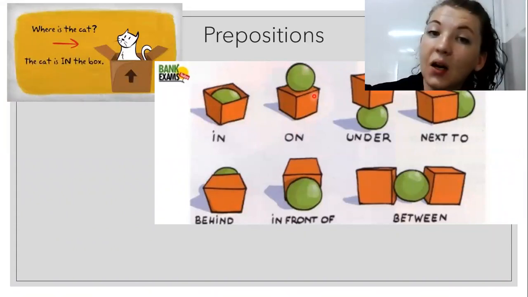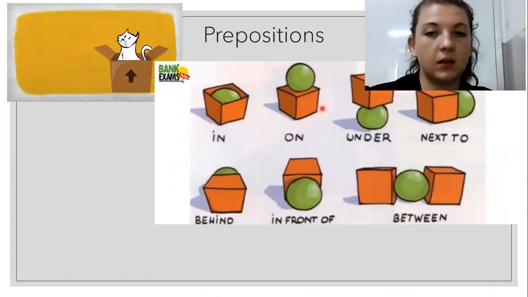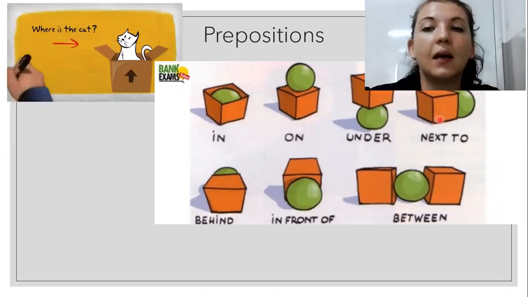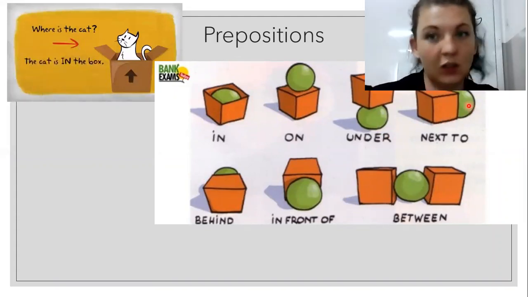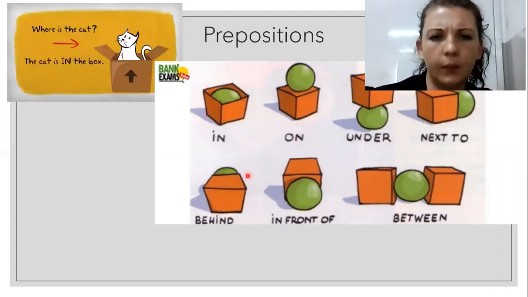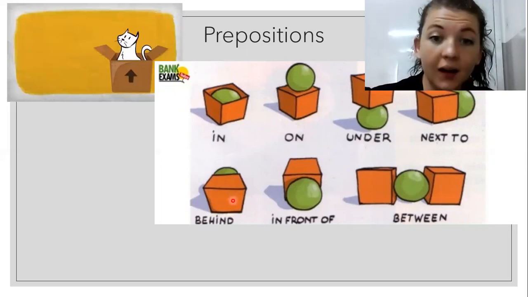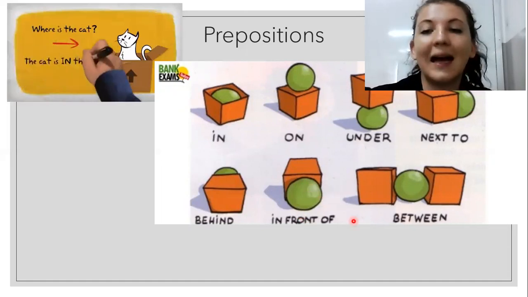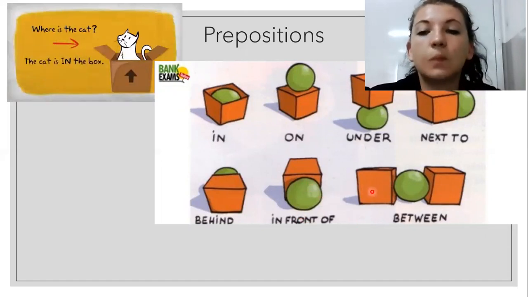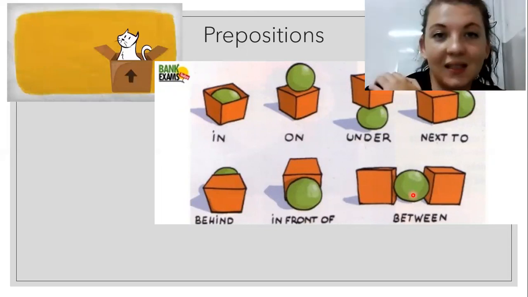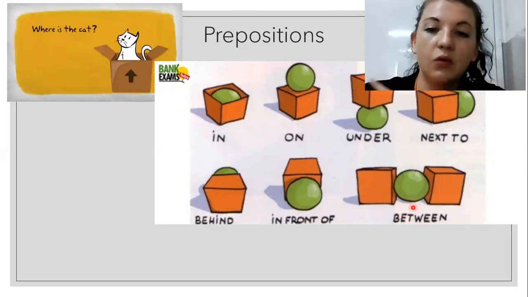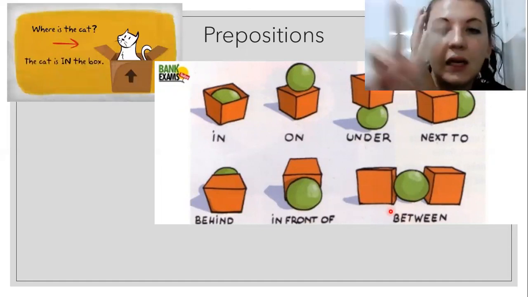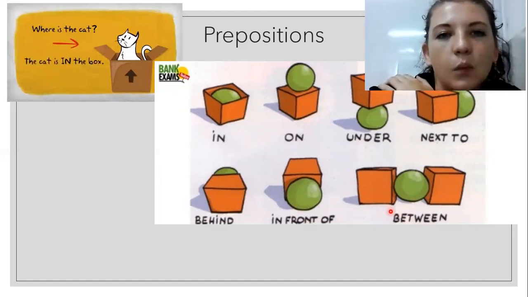Where's the green ball here? It's on the box. Here, the green ball is under the box. Here, the green ball is next to the box. The green ball here is behind the box, and here it's in front of the box. And lastly, the green ball is between two boxes. Okay, remember that we use between when there is something in the middle of two things. Okay, so let's move on.